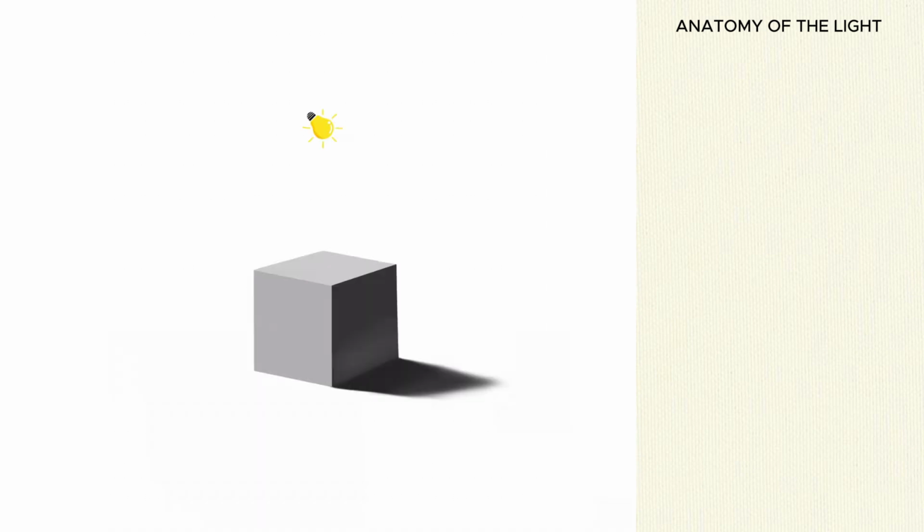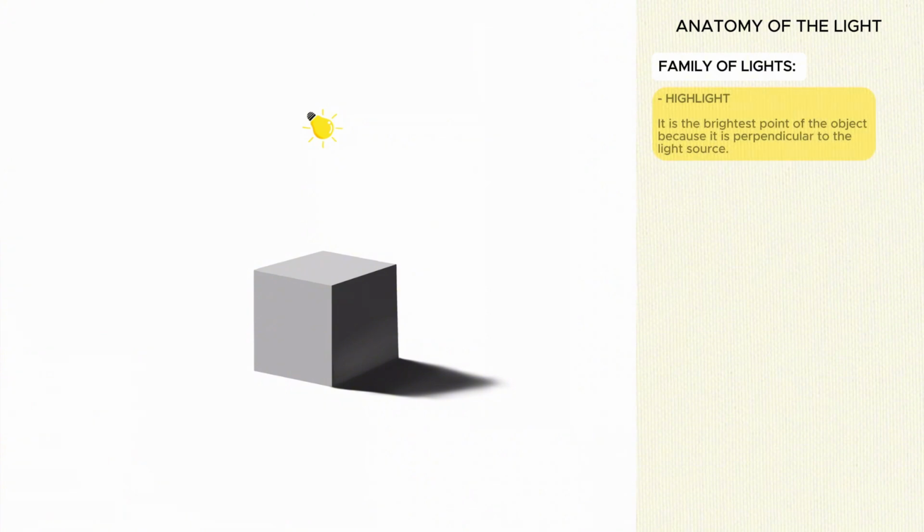Let's begin analyzing the light anatomy of the cube, starting with the family of lights. The point where the light hits the object directly is called the highlight, and it is the brightest point of the object because it is perpendicular to the light source. The highlight is crucial as it defines the light's intensity and direction. It helps in understanding how light interacts with the object's surface, providing a clear indication of the light source's position.